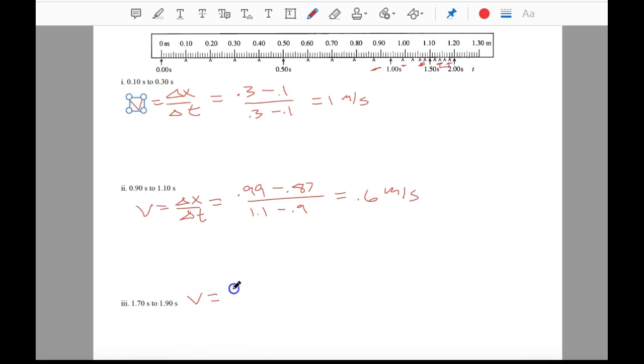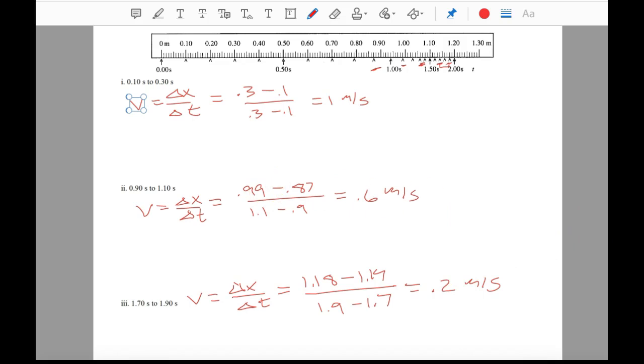So our velocity here is delta x over delta t. That is equal to 1.18 meters minus 1.14 meters, divided by our change in time, which is 1.9 minus 1.7 seconds, and we get 0.2 meters per second. So you'll see that this thing is decreasing in speed.